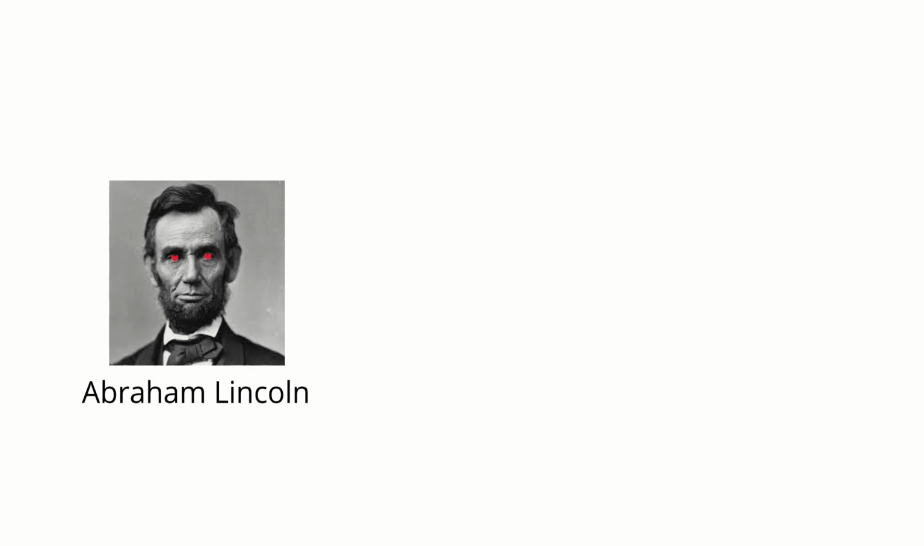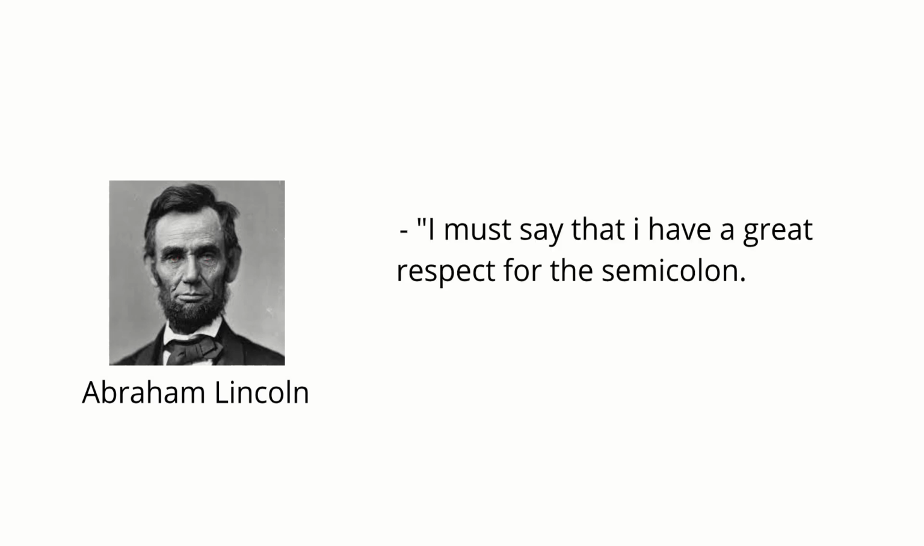16th President of the United States of America, Abraham Lincoln, loved semicolons, and said, "I must say that I have a great respect for the semicolon. It's a useful little chap."